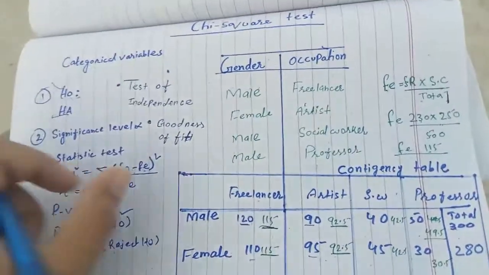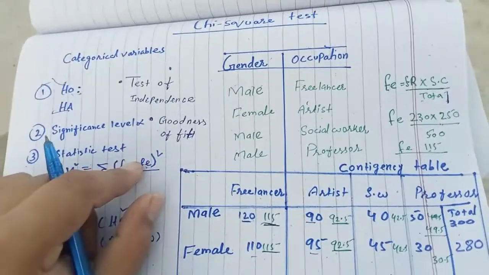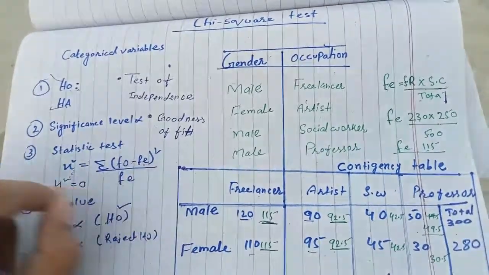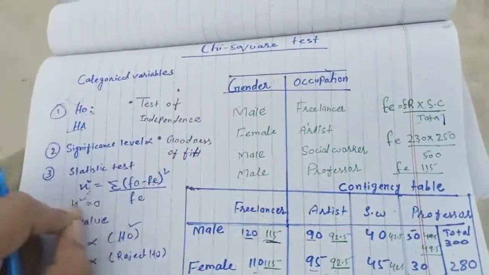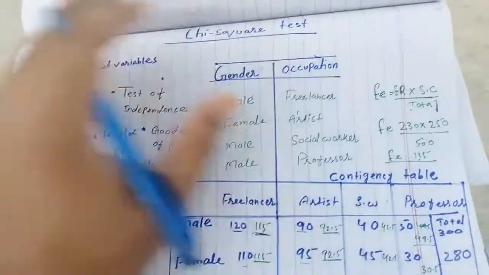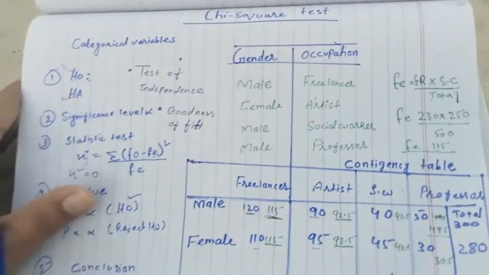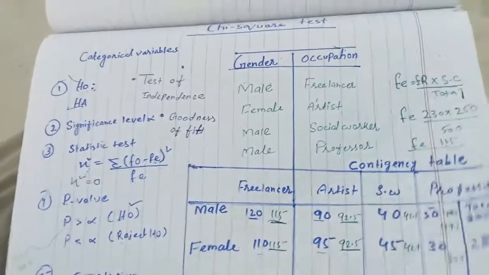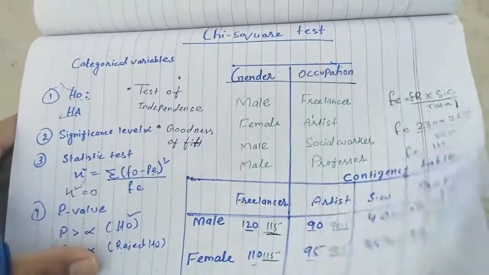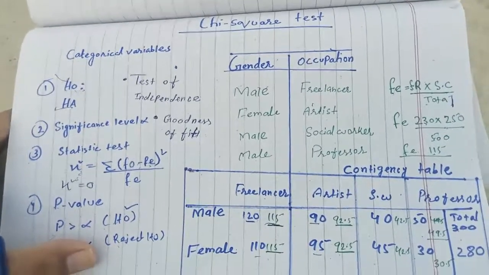If there is no difference between the expected frequency and the observed frequency, the chi-square is 0. If the chi-square is 0, it means there is no relationship between these two variables, right? It is very useful in research, in data science.